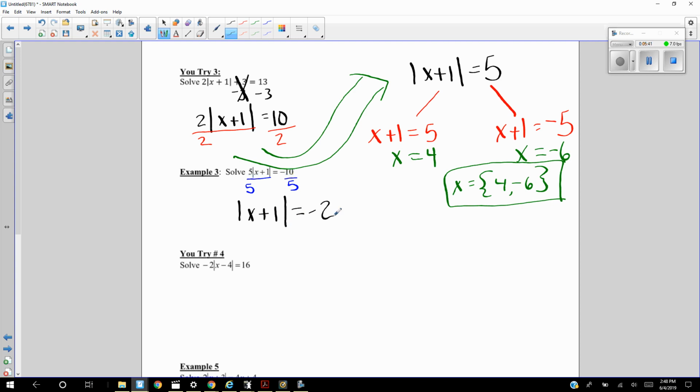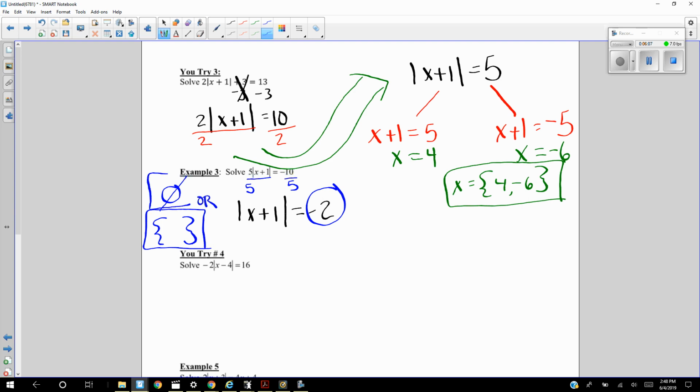And then, we've got a problem here. The absolute value is by itself, yet it's equal to a negative number. This is saying the distance of something plus 1 is equal to a negative number, and distance cannot equal a negative number. You cannot determine that it's no solution until the absolute value is isolated.